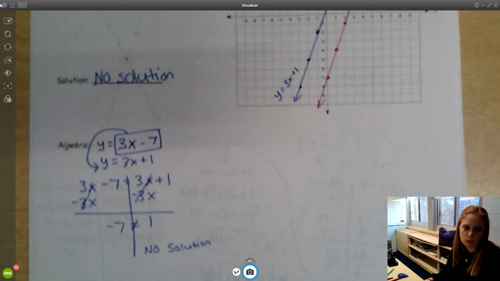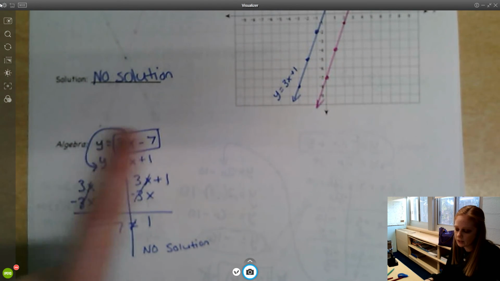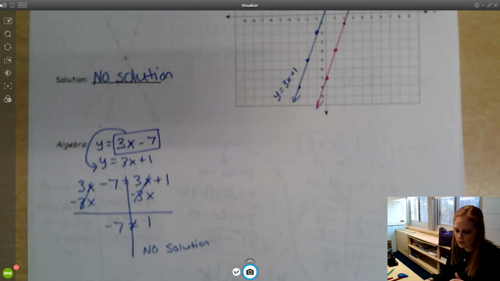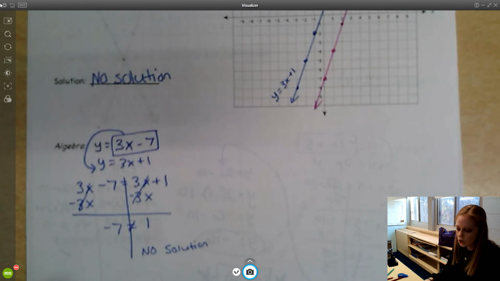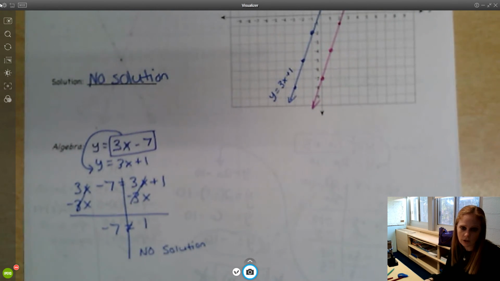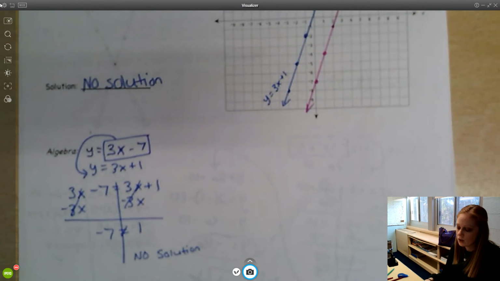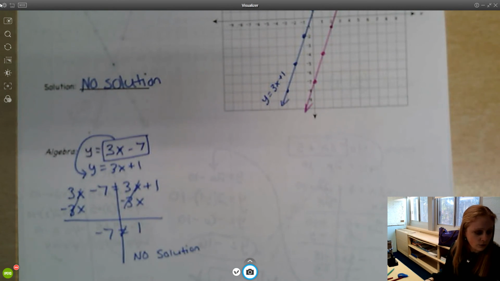And if you solved it algebraically using substitution by plugging in the one expression in for the value of y and trying to solve for x, you would get that the two numbers don't equal each other, so that means no solution. And keep in mind, for an infinite number of solutions, it would be like 3 equals 3 at the end. So that might come up also maybe in the next lesson.